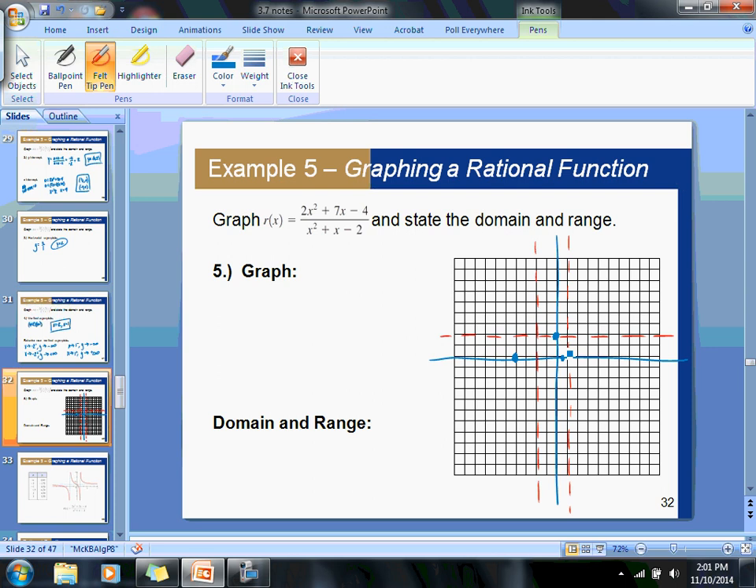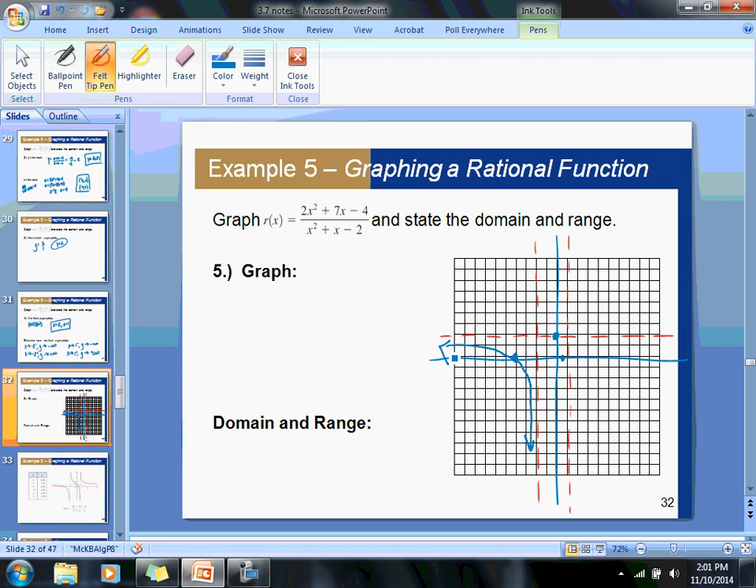Okay. So this also confirms that if I pick the value negative 4 and put it back into the original function, I get 0 out. So that tells me that this part of the graph is going to stay to the left and below my horizontal and my vertical asymptotes.